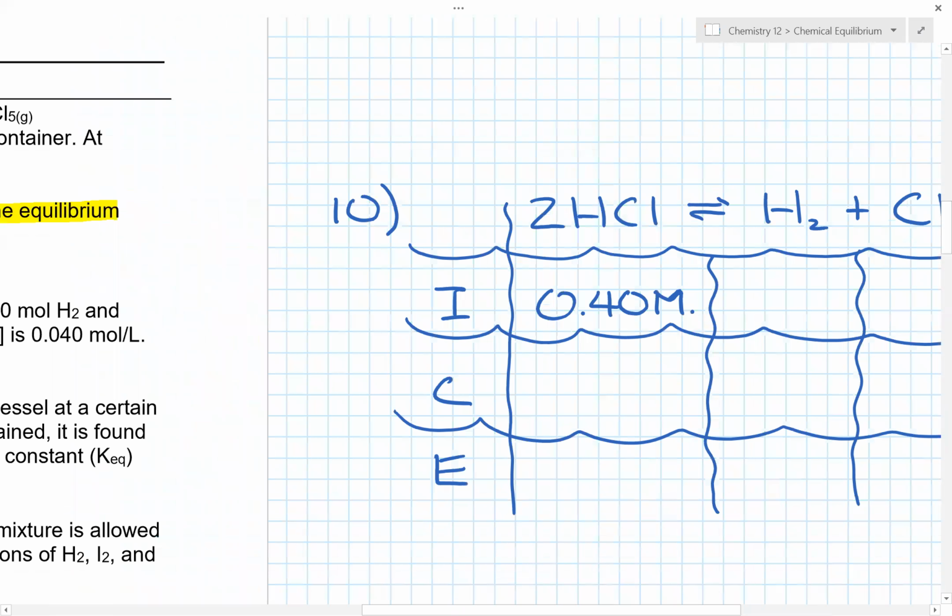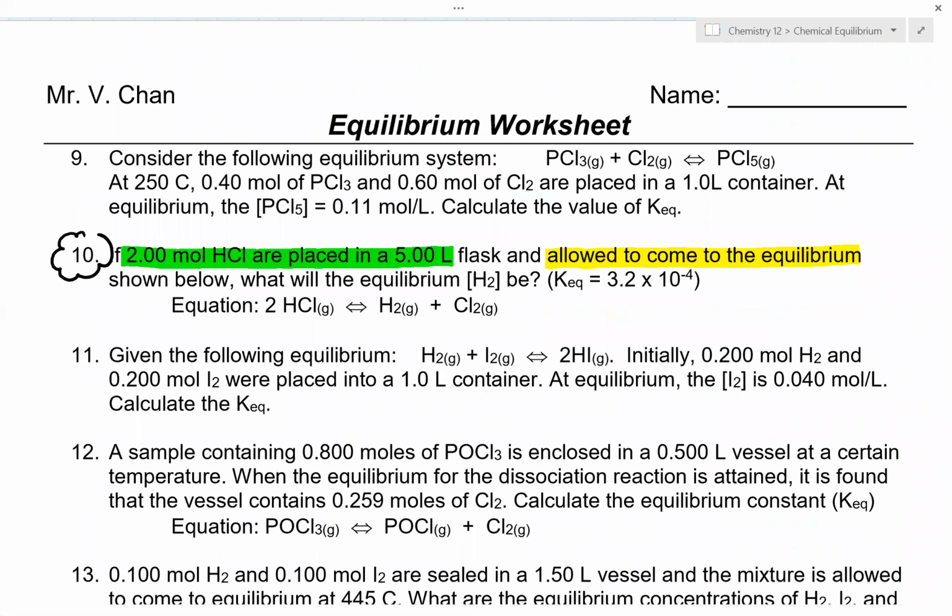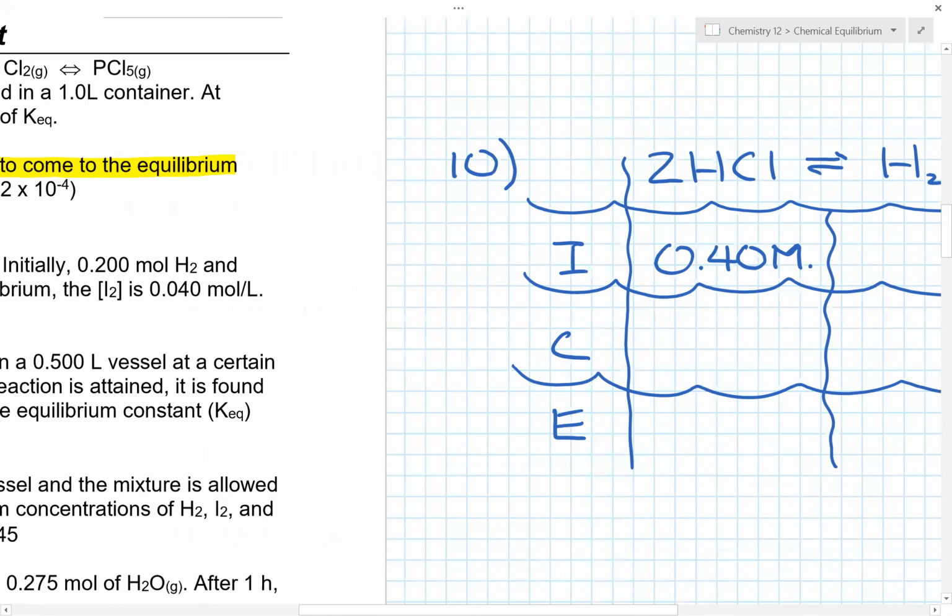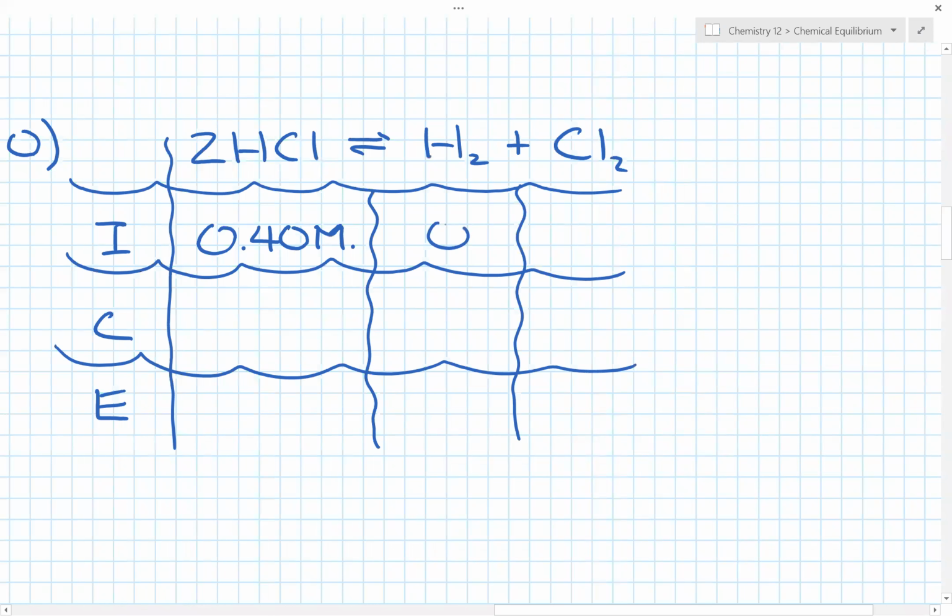Now, if we go back to the original question, they don't say anything about the initial concentration of hydrogen or chlorine. So here we go, 0, 0. Now by default, again, this should be minus, this should be plus, this should be plus. Again, if you're not too sure, you can stop the video here and try to figure out why is HCl minus, why is H2 plus, and Cl2 plus as well.